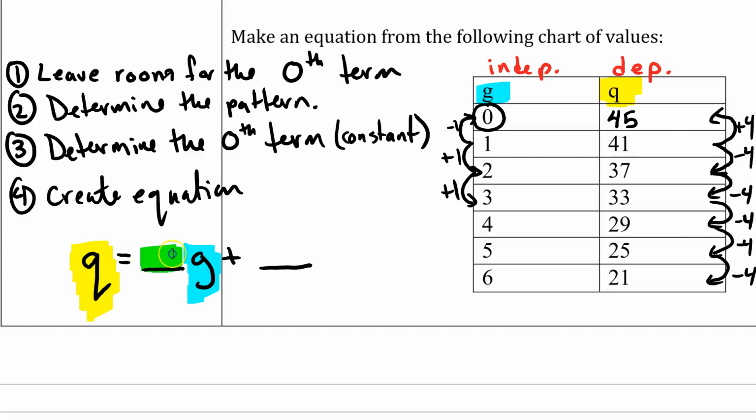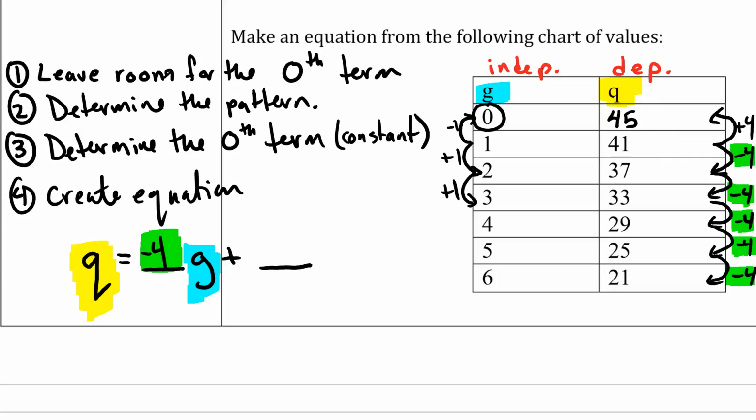Now the coefficient in front of the G is going to come from where our pattern is. It's going to be, in this case, negative 4, because for every plus 1 in independent, we go down 4. So if we have an independent variable of 5, we're going to go negative 4 times 5. It's going to be 20 less. And look at that, the difference between 25 and 45 is indeed 20.